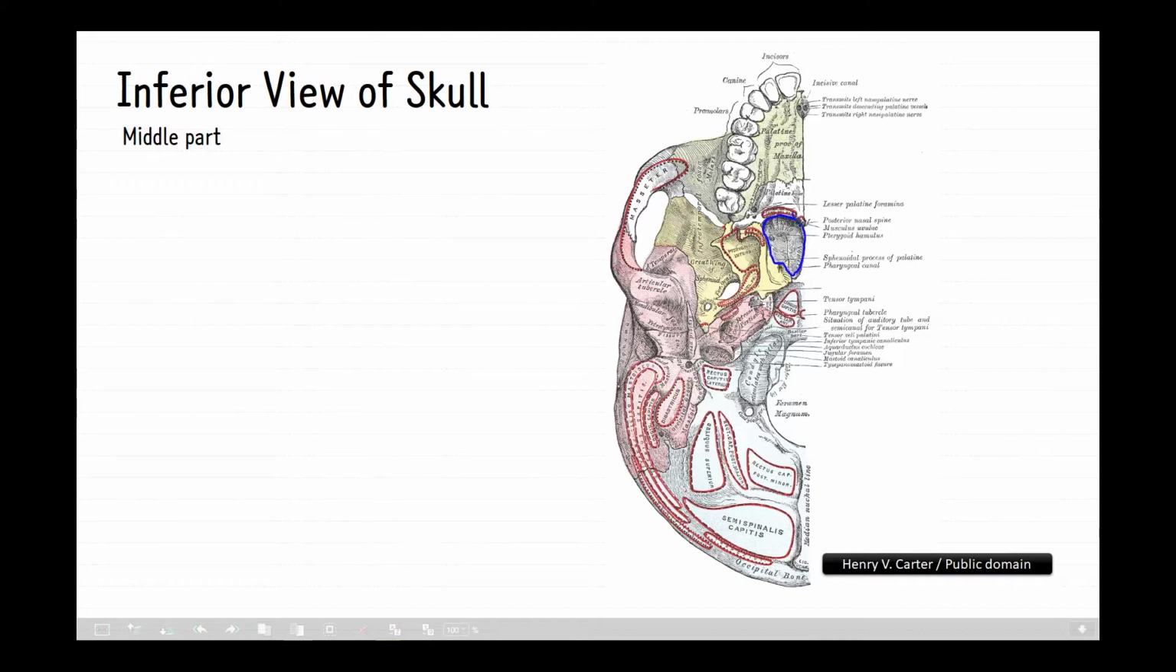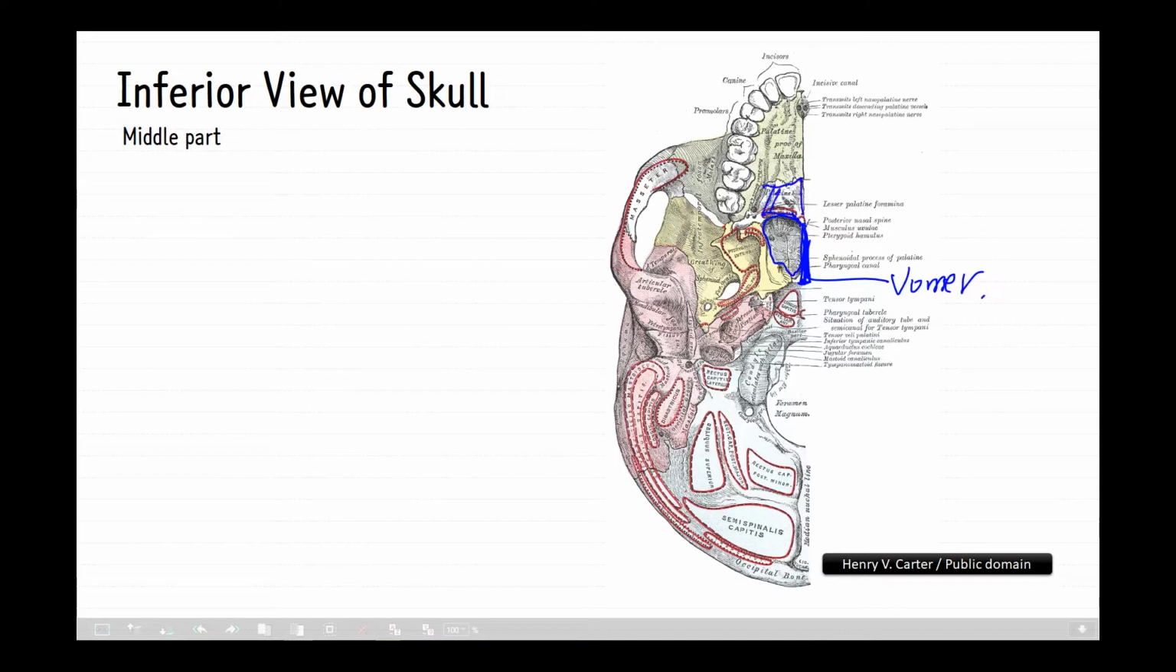The choana is the posterior nasal aperture. The two posterior nasal apertures are located at the end of the nasal fossa. They are separated by the free posterior border of the vomer. There is the vomer here, like this. And bounded below by the posterior border of the horizontal plate of the palatine bones.